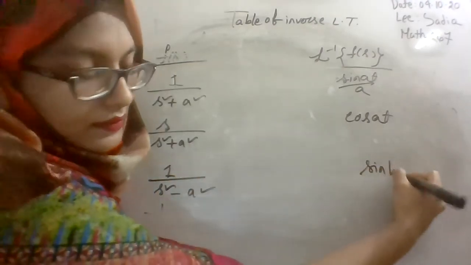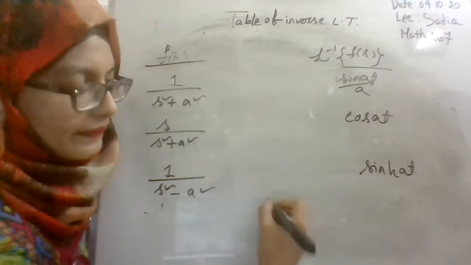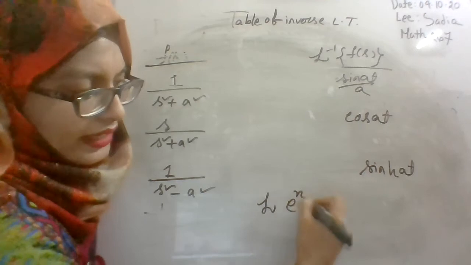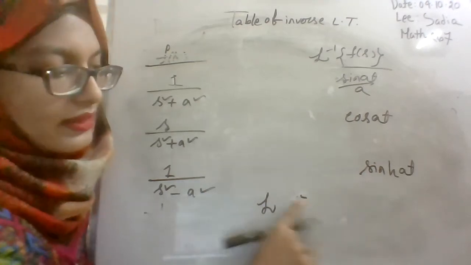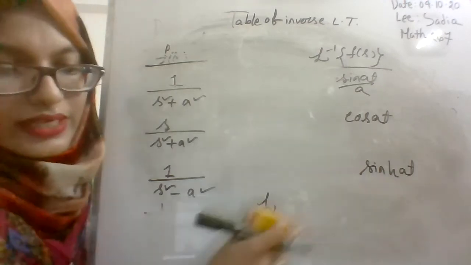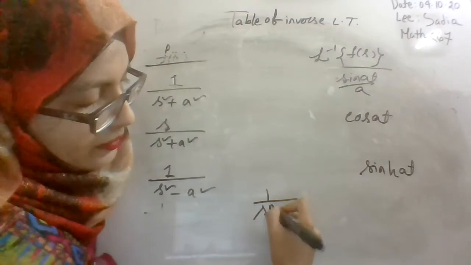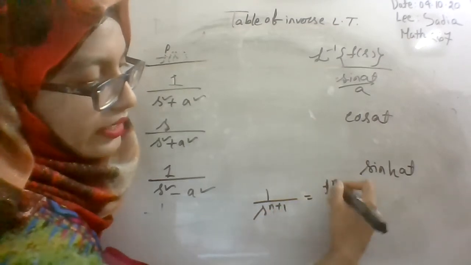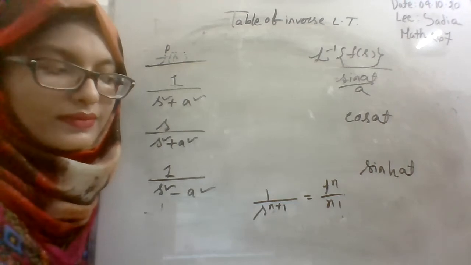Ma'am, there was a formula for t to the power n, wasn't there? The Laplace transformation of t to the power n is equal to n factorial by s to the power n plus 1. And here the formula is: 1 by s to the power n plus 1 is equal to t to the power n by n factorial. This is for inverse Laplace transformation. Okay, ma'am.